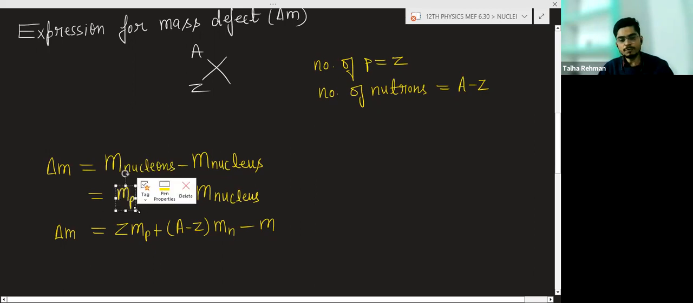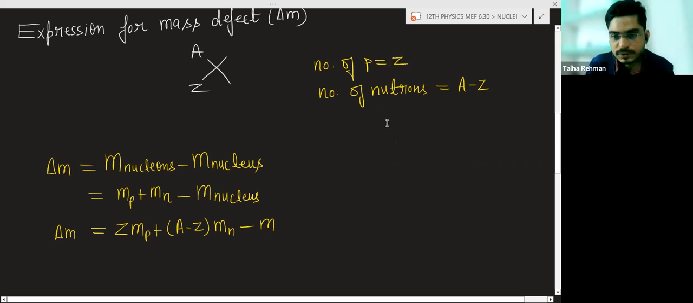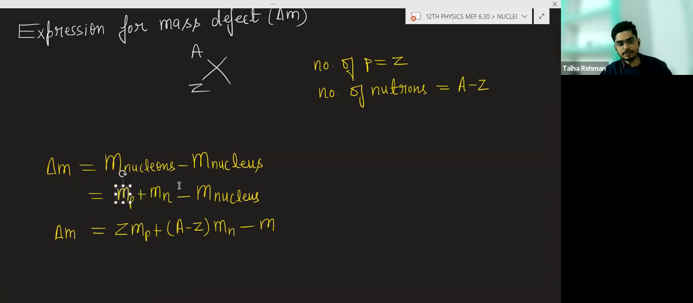The mass of nucleons can be written as the mass of protons plus the mass of neutrons inside the nucleus, minus the mass of nucleus. The number of protons in a nucleus is Z, and when you multiply that Z with the mass of one proton, Z being the total number of protons, this will be the mass of all the protons. Represent the mass of the nucleus with capital M.